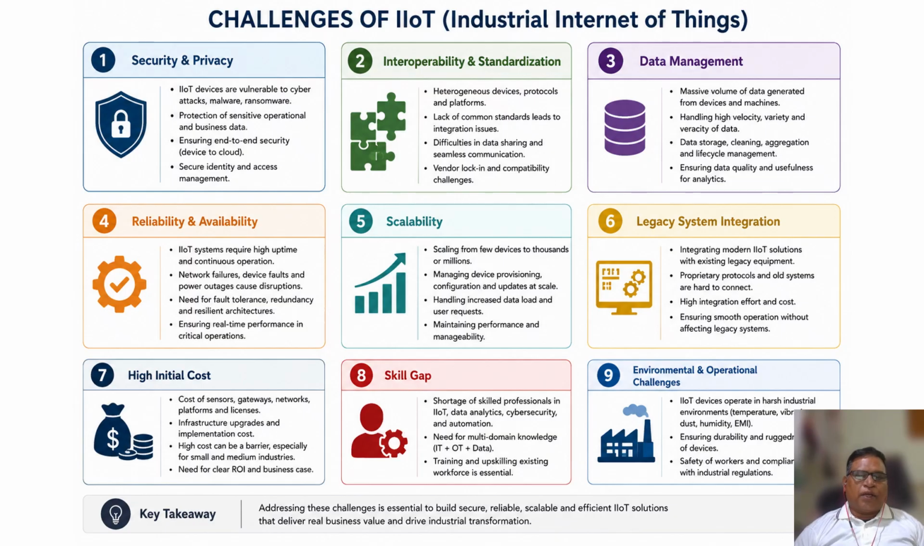Fourth one is reliability and availability. IIoT systems require high uptime and continuous operation. Network failures, device faults, and power outages cause disruptions. Need for fault tolerance, redundancy, and resilient architectures, ensuring real-time performance in critical operations.